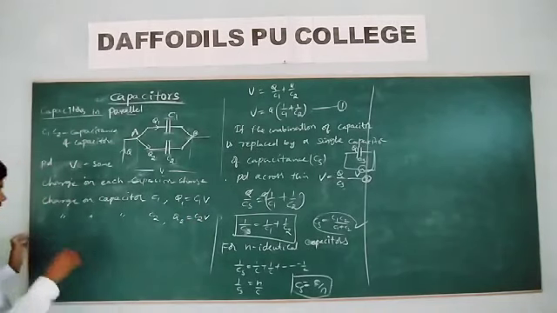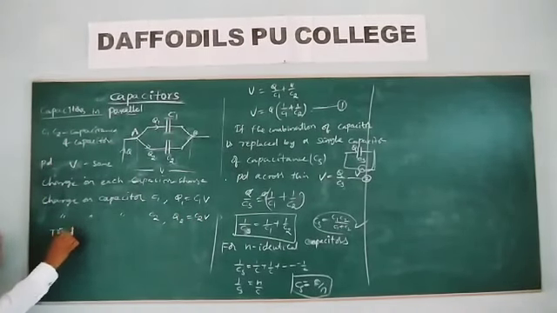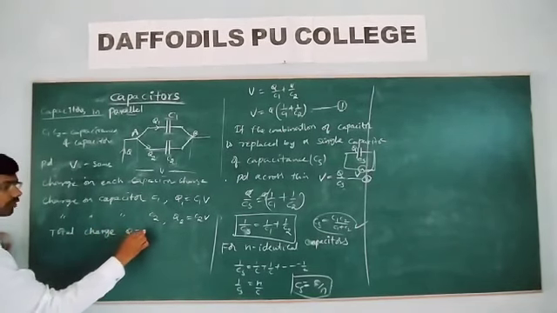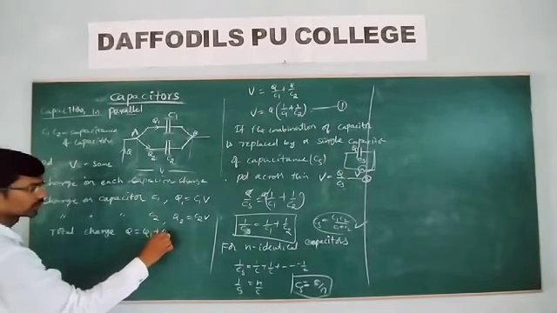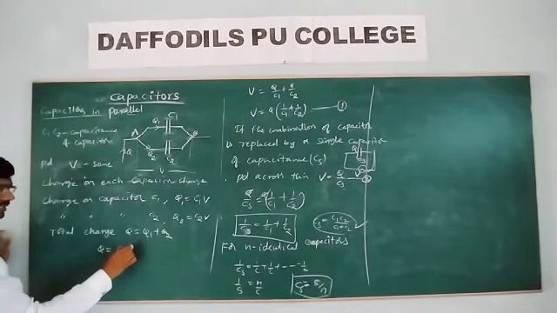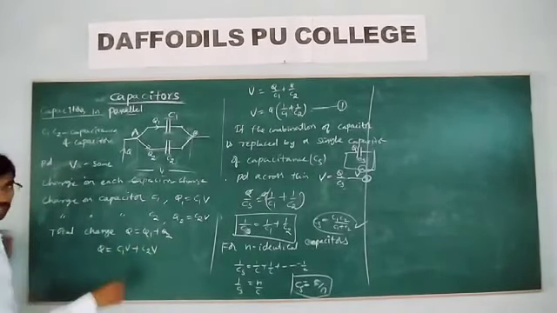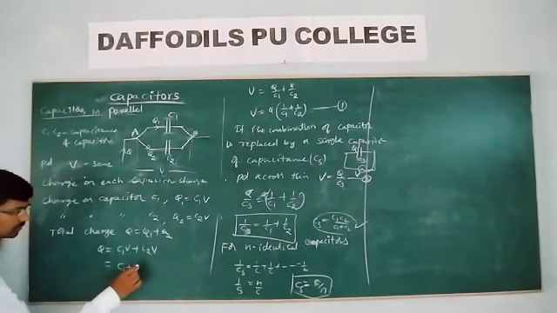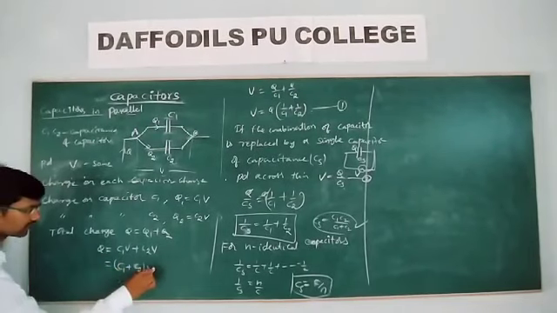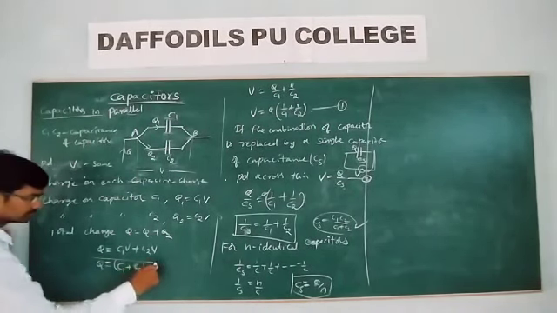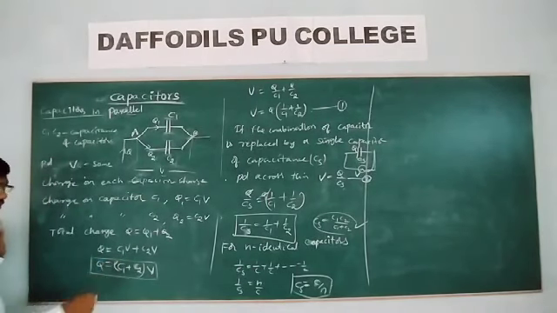Now, the total charge of the combination Q is equal to what? Q1 plus Q2. Now add those, then Q is equal to C1V plus C2V. Can you take V common? V is taken common. Q is equal to C1 plus C2 into V.